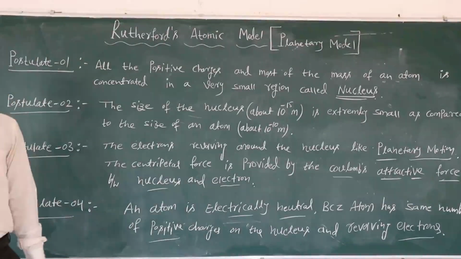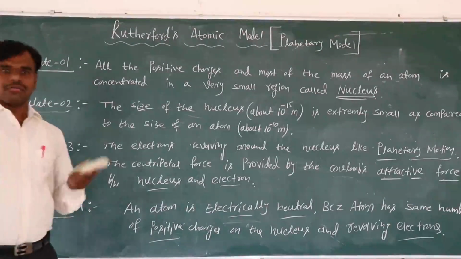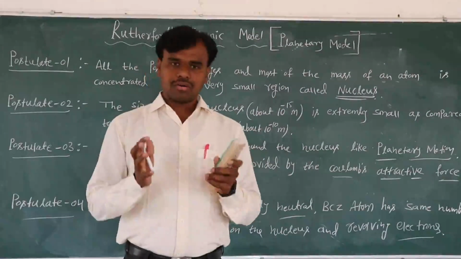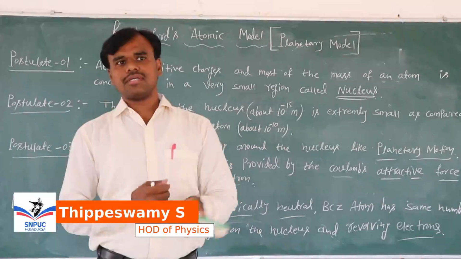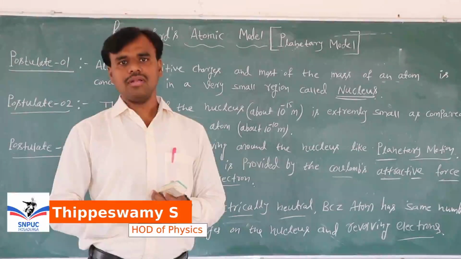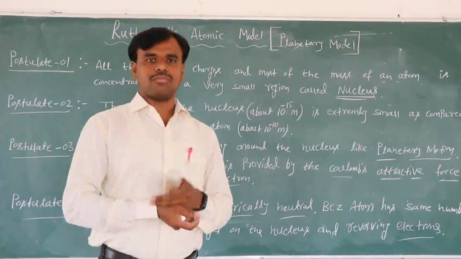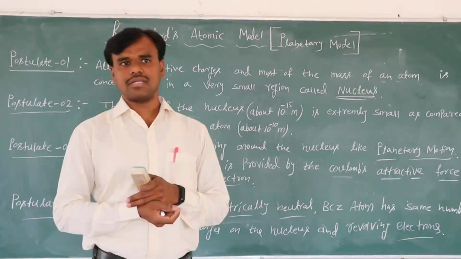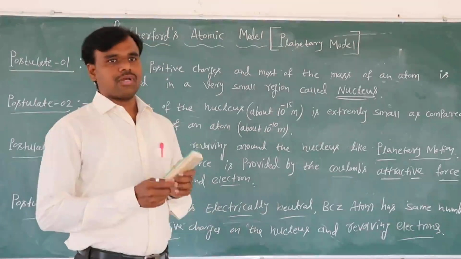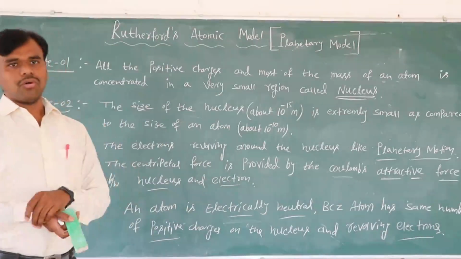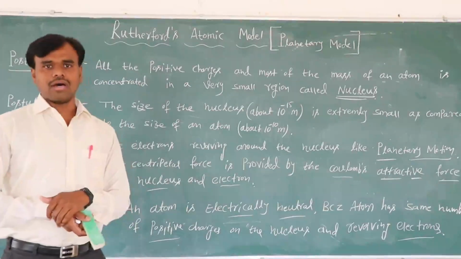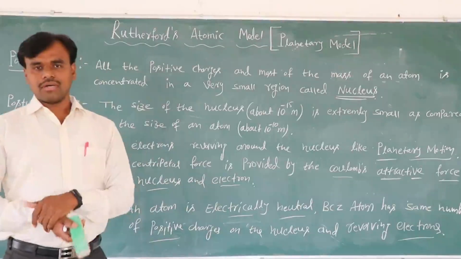Dear students, in the previous video we were discussing some concepts related to the atomic model. That is, in the previous class we discussed the first atomic model, the J.J. Thomson model, and also the alpha scattering experiment. Today we will discuss the remaining two atomic models. They are the Rutherford atomic model and Bohr's atomic model.